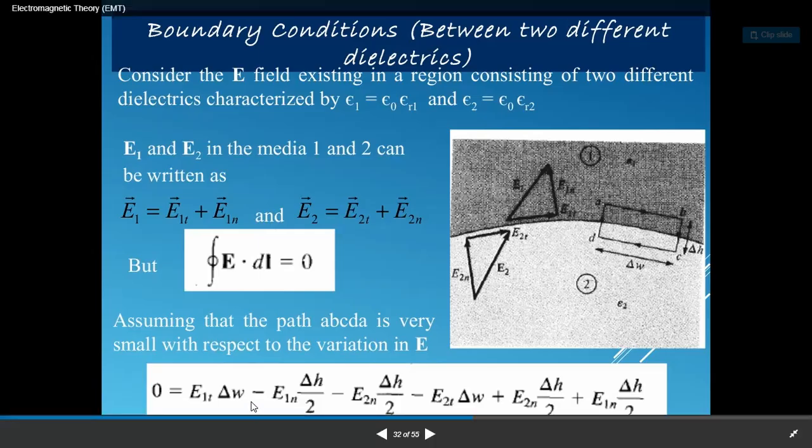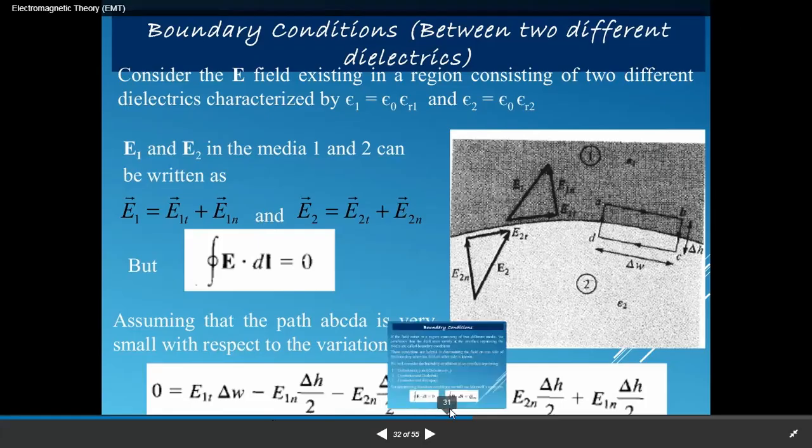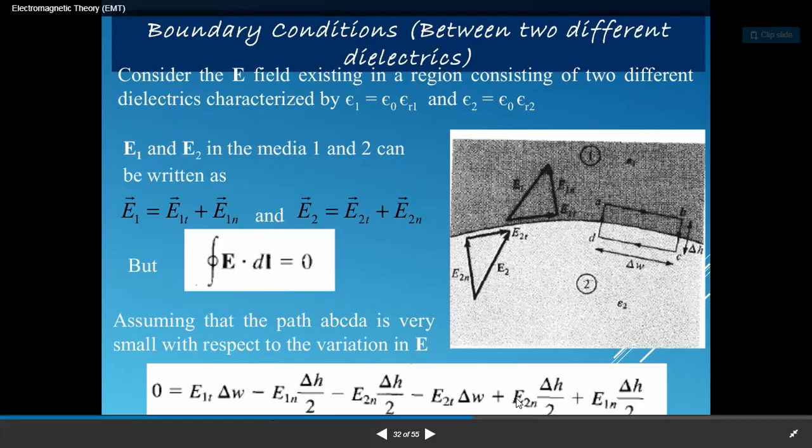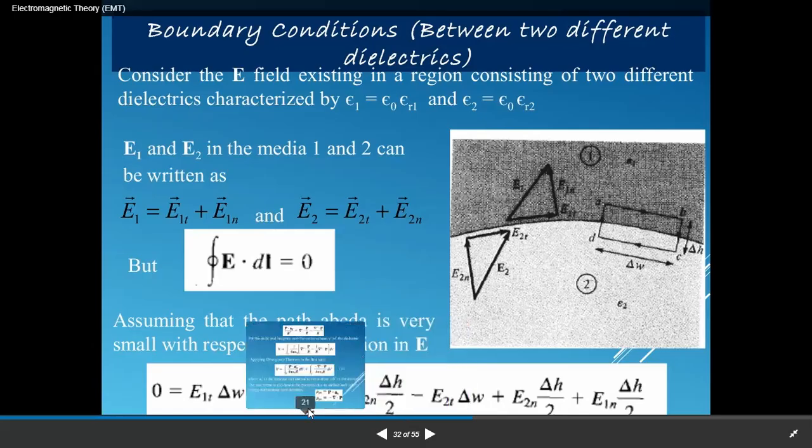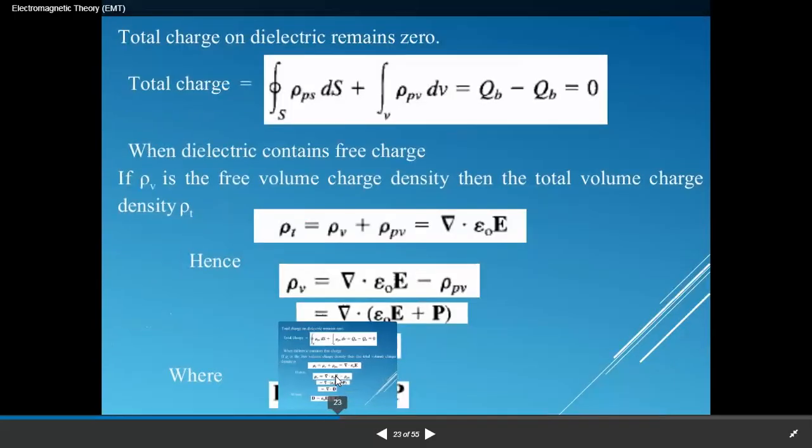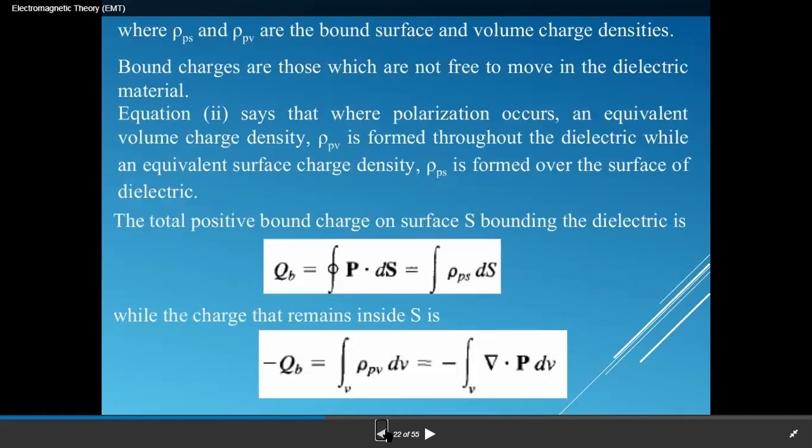So we are writing E1N times delta H by 2, and similarly E2N times delta H by 2, and minus E2T delta W, and again delta H by 2 times E2N and E1N. One thing you should understand here is that to some terms we are writing plus, and to some terms we are writing minus.